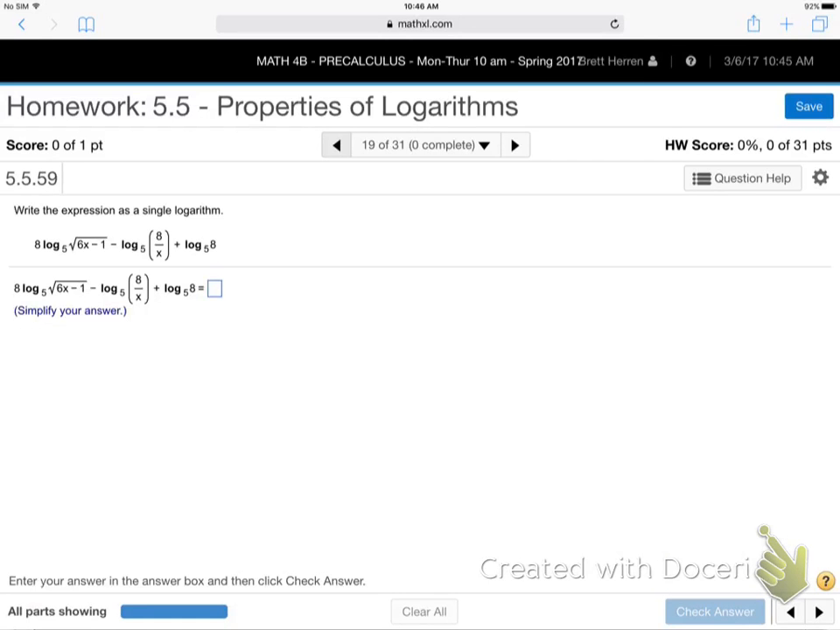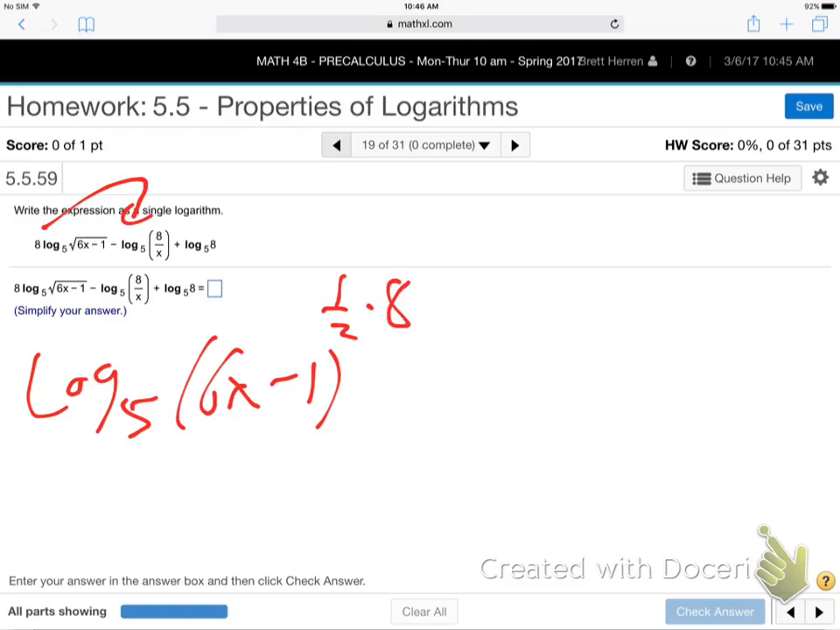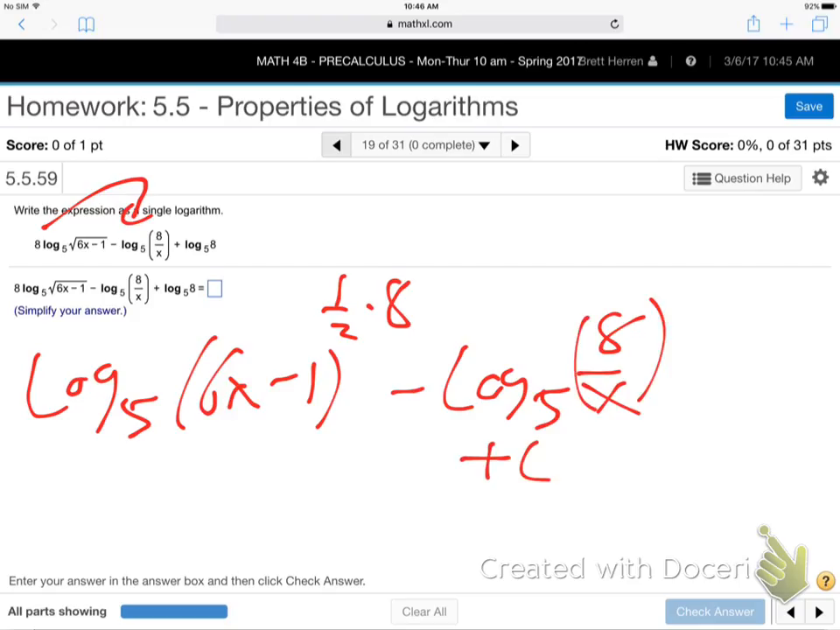All right, so they want me to make it one log. What should I do? I'm going to take that power and put it up there right away. So I'm going to get log base 5 of 6x minus 1 to the half power times 8 is going to be 4. Minus log base 5 of 8 over x plus log base 5 of 8. So far, so good. Am I going too quick?